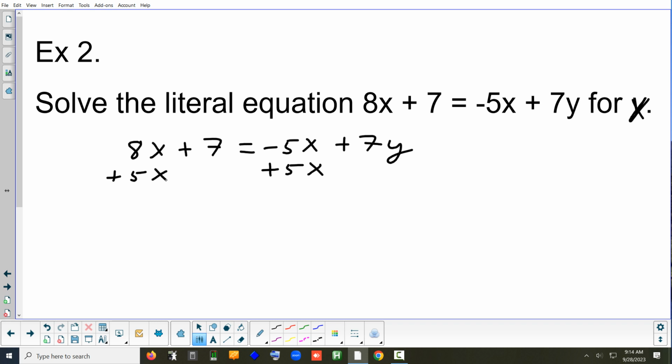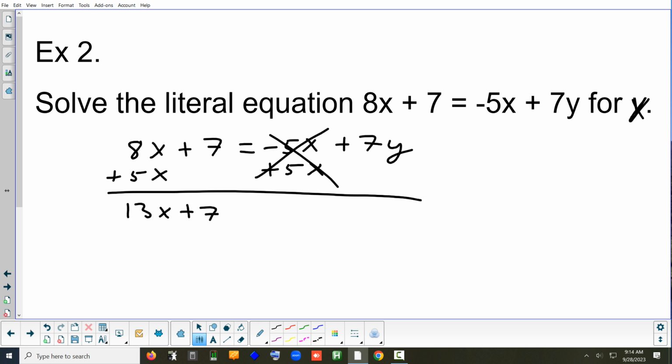Okay. So what's negative 5x plus 5x? 0. Nope, 0. That's gone. Those cancel out. Negative 5 plus 5, 0. Okay. What do we have on the left side now? Yep. 13x plus 7. And what about on the right side? Just the 7y. Yep.